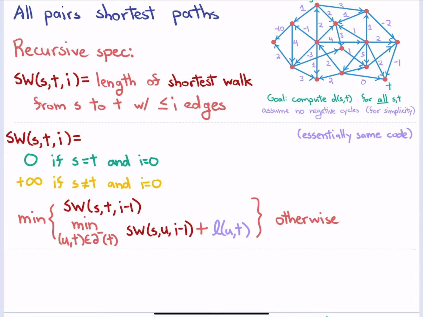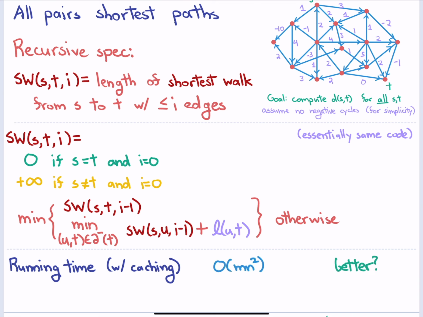Another is n choices for s, n choices for i, and summing over all the choices for t, I'm summing over the in degree of t, like we did last time. So it's going to be n times m. Okay, so then you can get that kind of running time. All right, m n squared. And the question is, can you do better? Even with the same recursive spec.